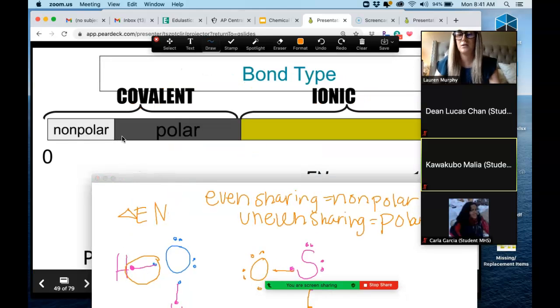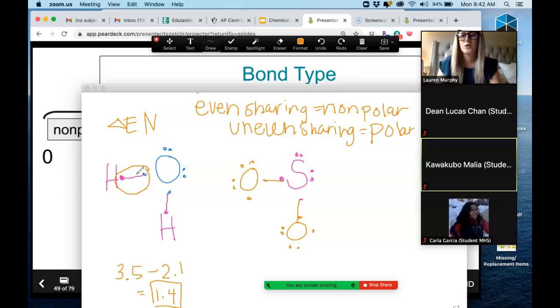And I know I gave you that this is kind of messed up, but this cutoff right here is 1.7, and this cutoff right here I think is 0.8. It's actually different on different charts, so just follow whatever the chart says. Either way, 1.4 falls in the polar covalent. Okay, so this is a polar covalent bond right here.